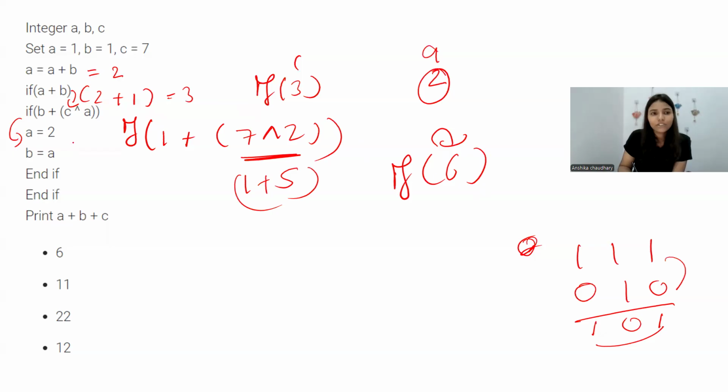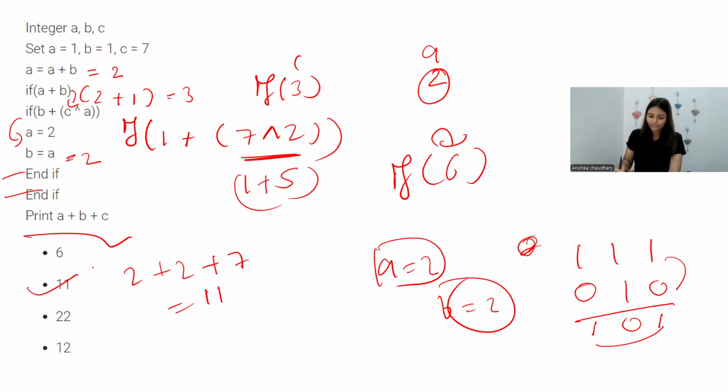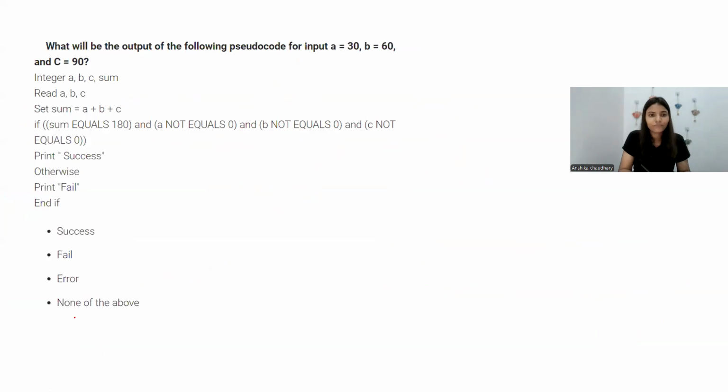We will come here, A value is 2. Okay, so we will assign A as 2. B assign A. So B is now containing the value of A, that means 2. So B is also 2, right? B is also 2 and we print A plus B plus C. So A was 2, B was 2, C was 7. So it will become 11, and 11 will be the final answer for this particular question. I hope it is clear to you. Let's move on to the next question.